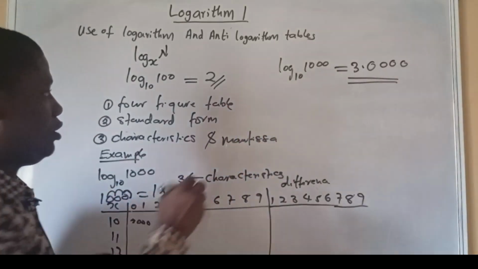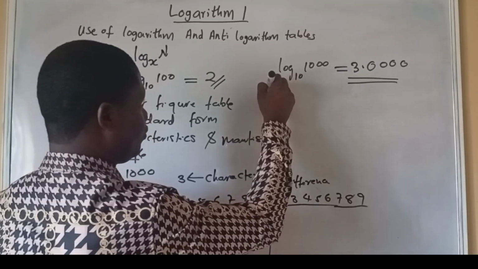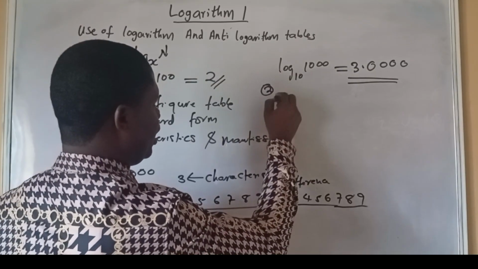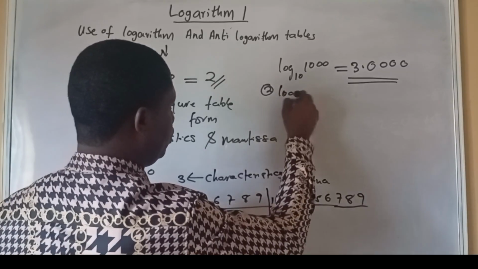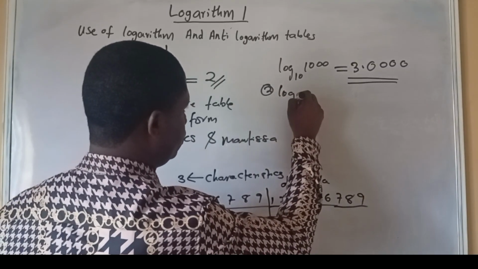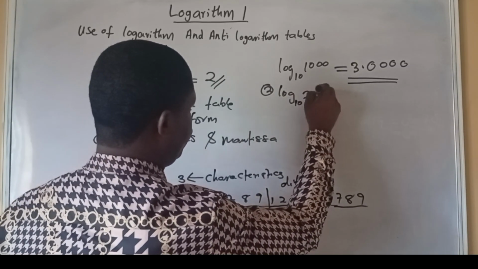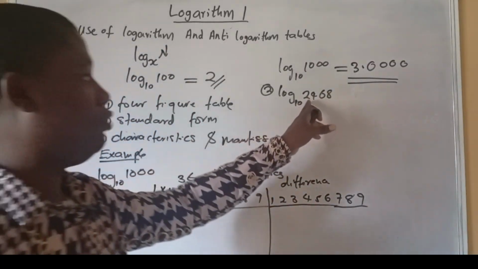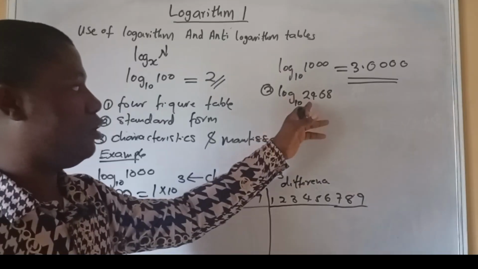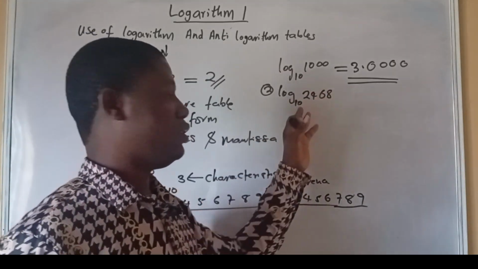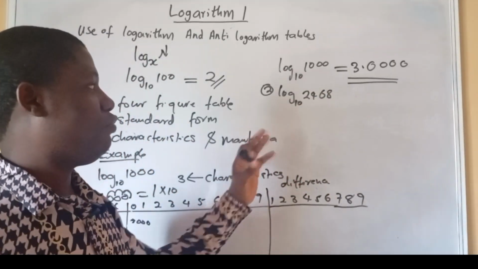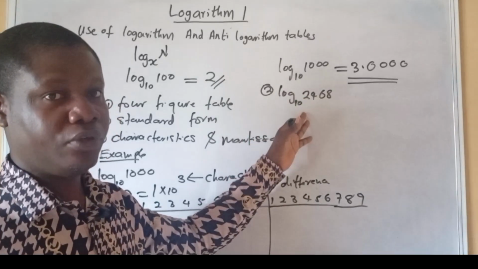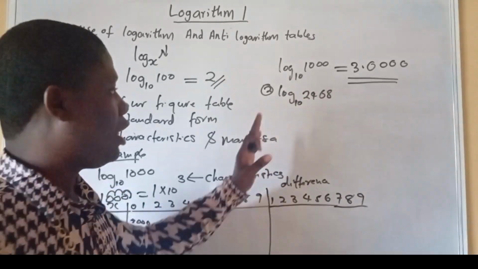Now let's take another example. You are asked to find log 2468 base 10, the logarithm of 2468 base 10. There is no way you can find it except you make use of your four-figure table.